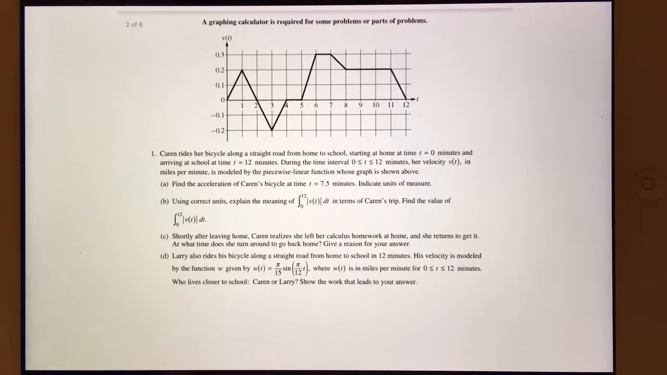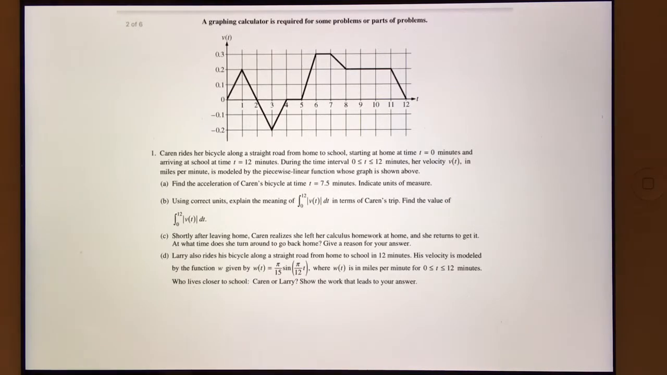D. Larry also rides his bicycle along a straight road from home to school in 12 minutes. His velocity is modeled by the function w given by w(t) equals pi over 15 sine of pi over 12 t, where w(t) is in miles per minute, for 0 is less than t, which is less than 12 minutes. Who lives closer to school, Karen or Larry? Show the work that leads to your answer.